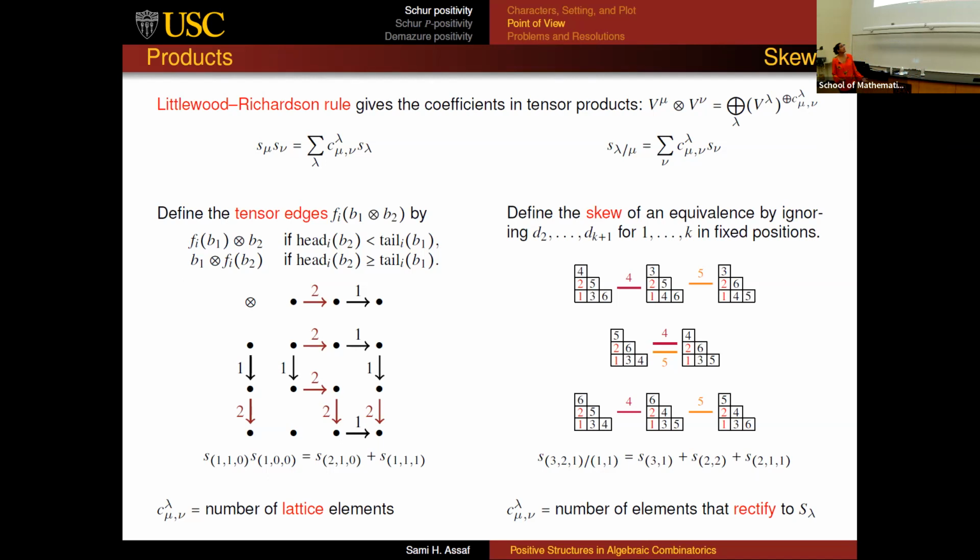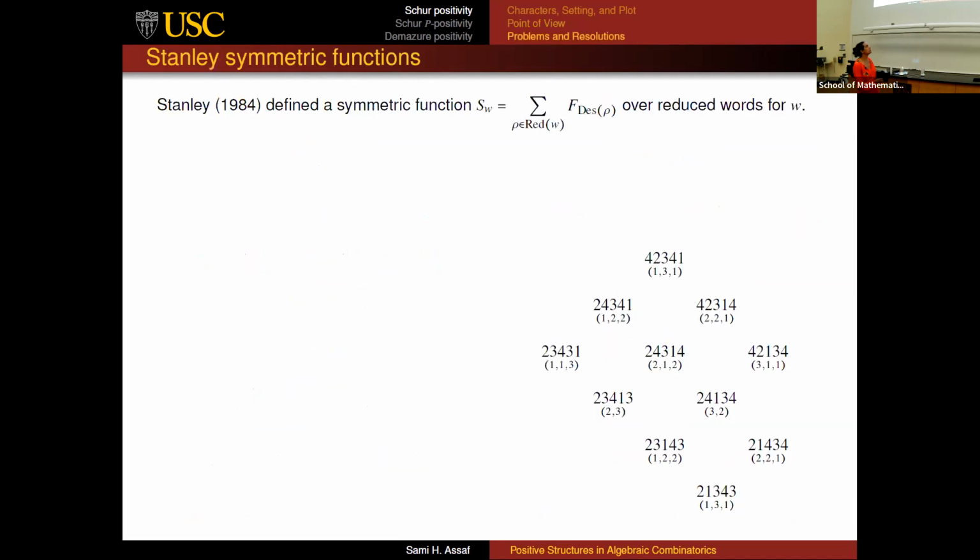Okay, so that's it. And now we can get on with our story. Stories have conflict and resolution, so that's what we'll do. Stanley has given us so many functions, right? I mean the Stanley symmetric functions, which are the sum over reduced words. And he originally gave it to us in terms of these Gessels.